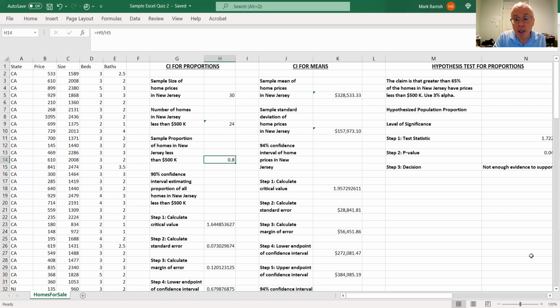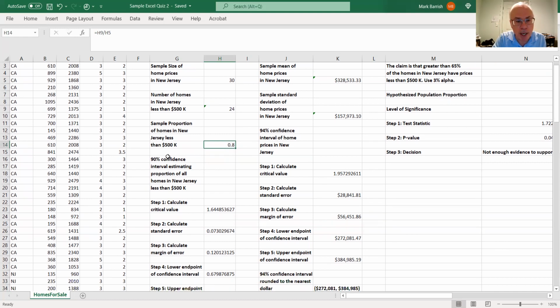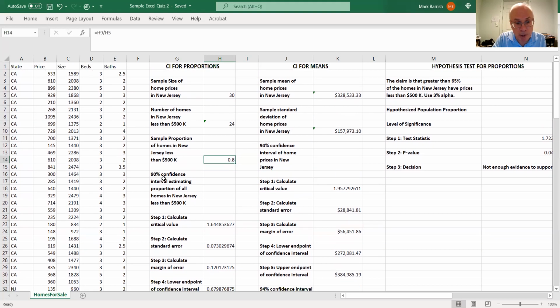Now, this will be described in the actual quiz that you get, but in this particular case, I'm going to be doing a 90% confidence interval. So if I ask you to do something different than 90%, you're going to change the word in here to 95%, change it to 0.95, right? So all these words that are in here, make sure you change the wording that matches the problem that I give you, all right?